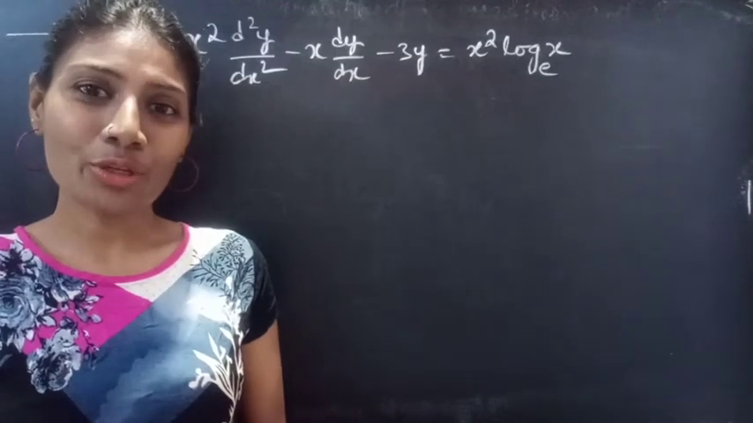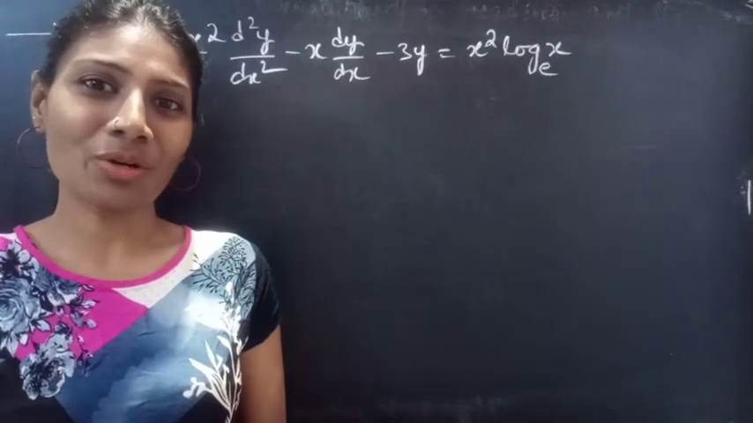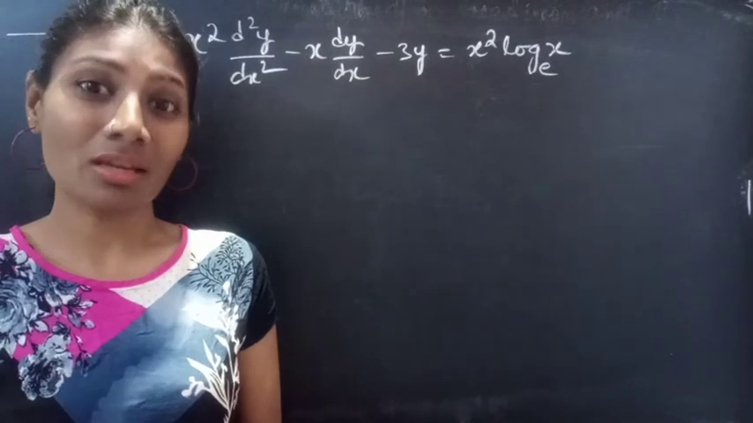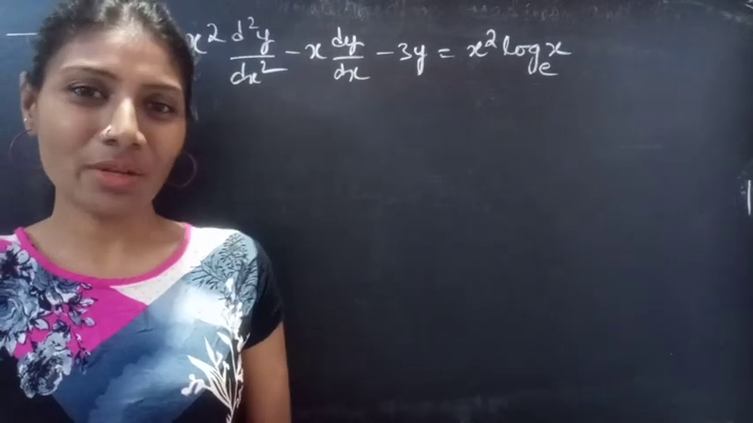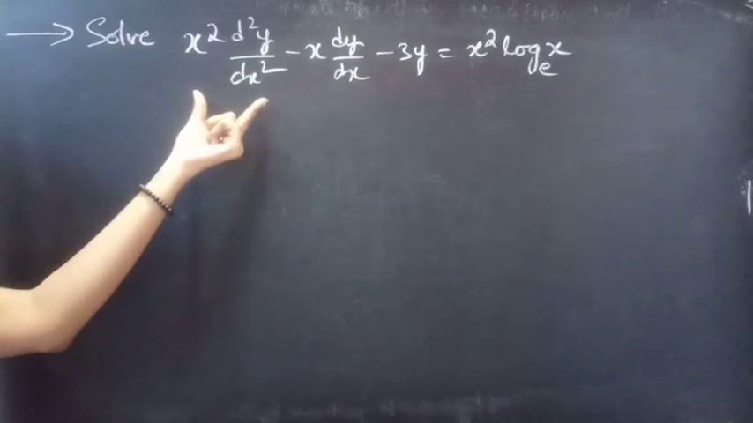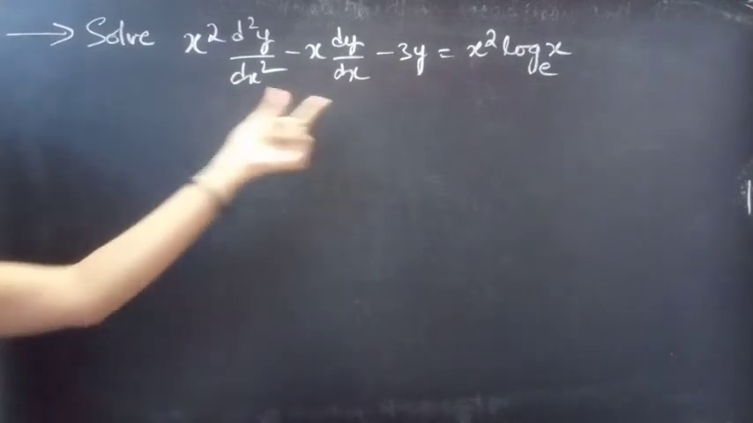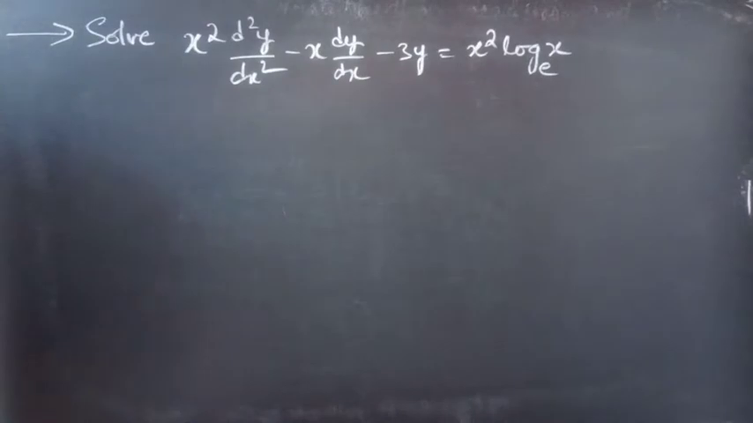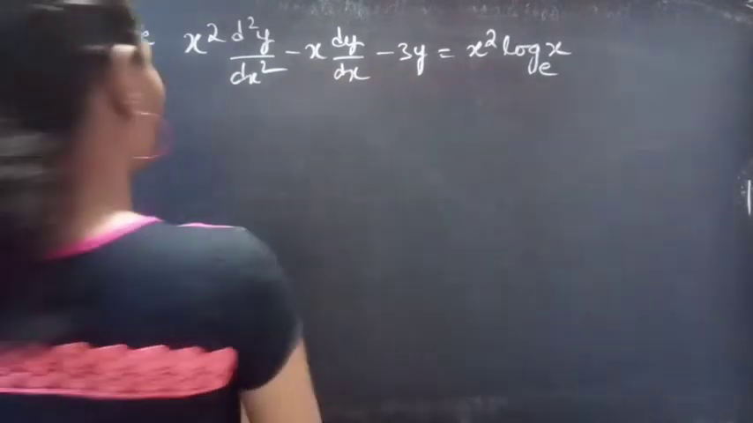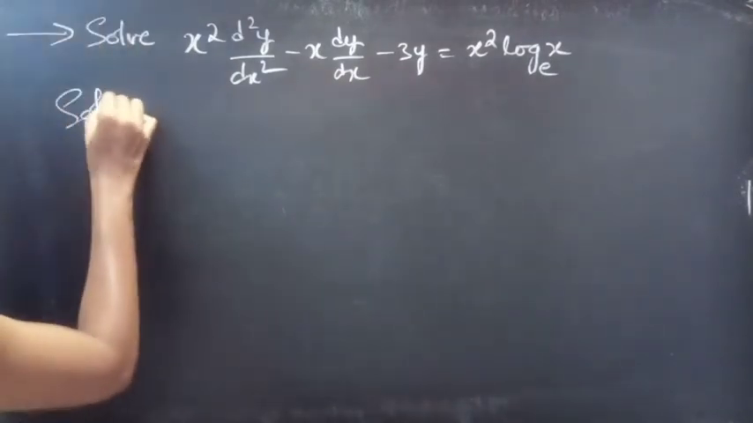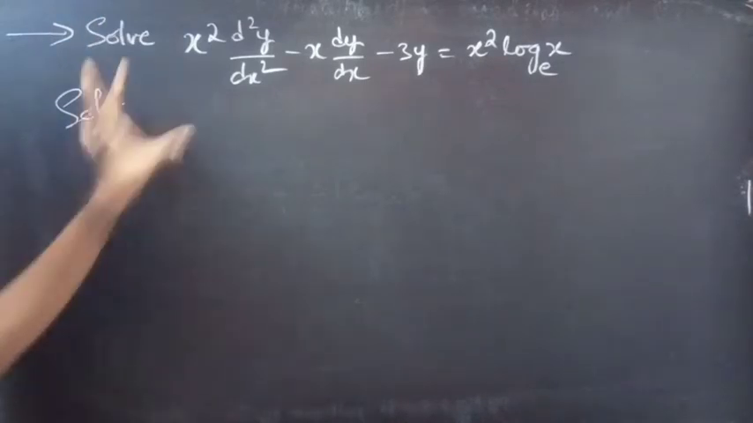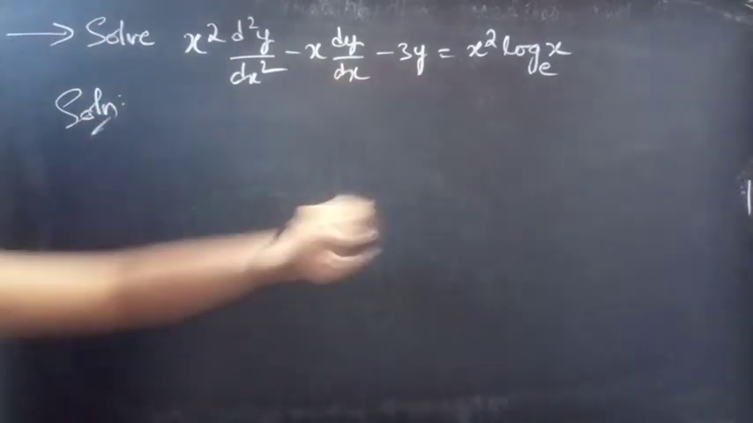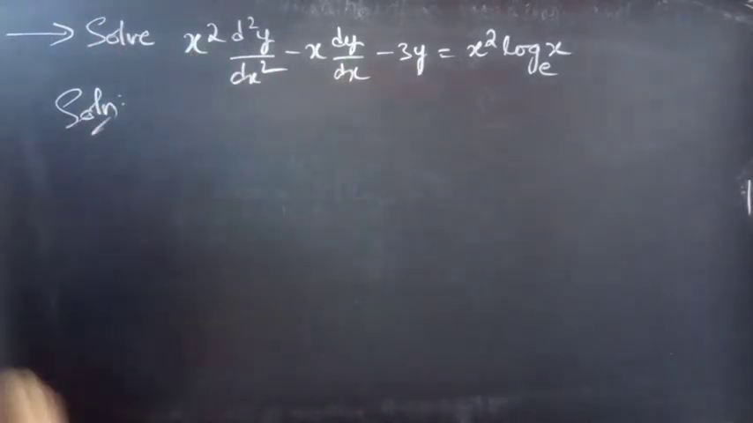In this video, we are going to solve a differential equation from higher order linear differential equations with variable coefficients. So let's get going. Problem: solve x square into d square y by dx square minus x into dy by dx minus 3y equals to x square log x to the base e. We are given a differential equation with variable coefficients, right? Now we'll reduce this to Cauchy's equation.